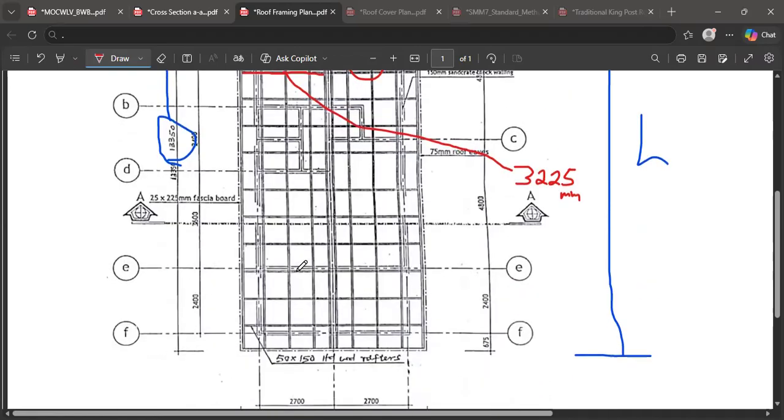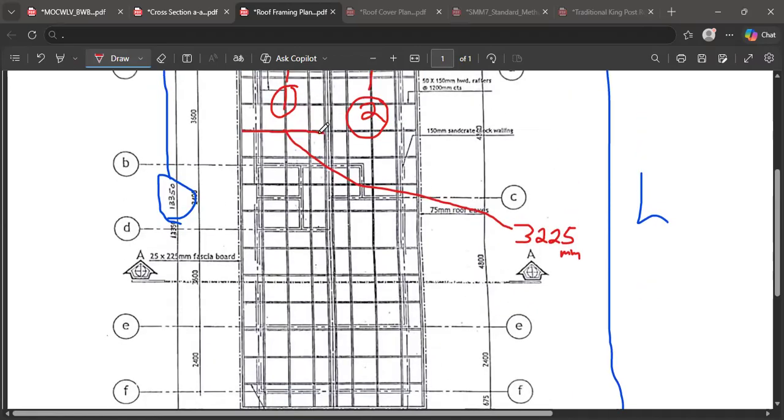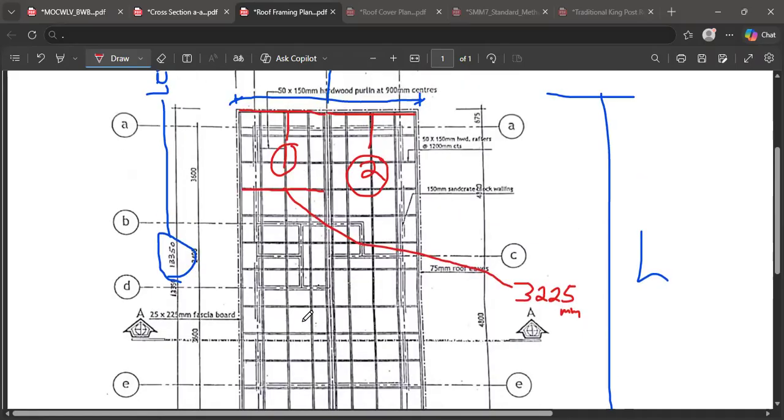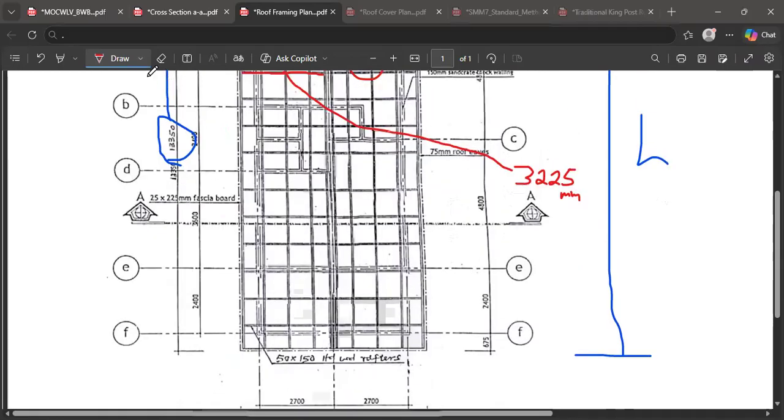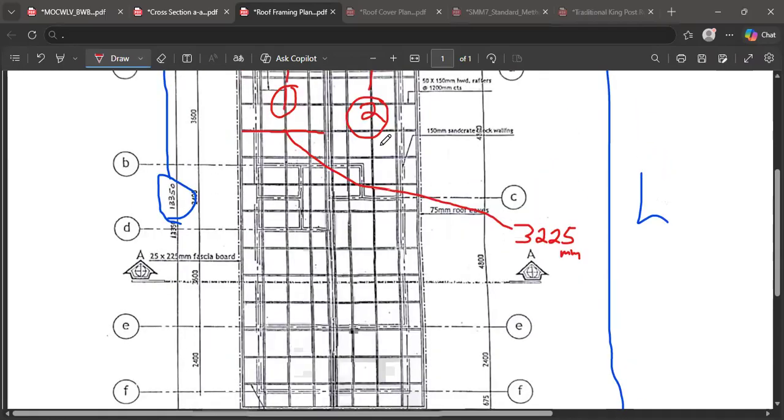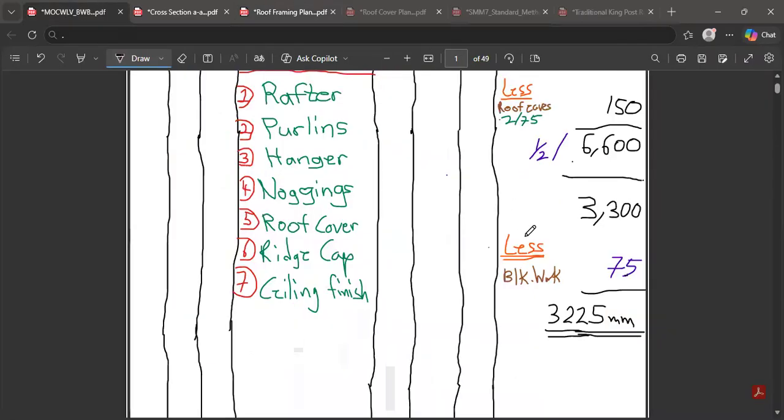And how many do we have on this row? We want to know how many of these go along the whole length. They say the length is 13,350. So we want to know the number of rafters that will go throughout the length of this building. So that is the last thing we're coming to work on now, and that is what we want to calculate.